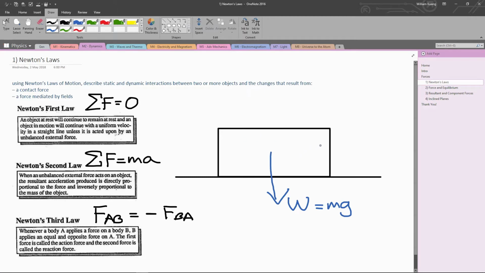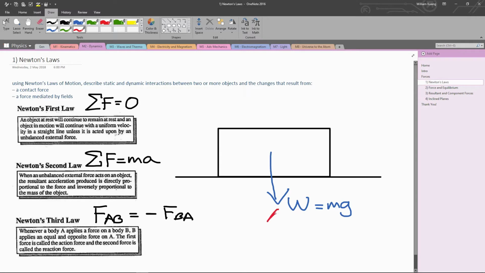Now, according to Newton's second law, if we have a net force that goes down this way, then shouldn't this object start accelerating into the ground? That's true, but there is actually another force that acts on the object, and that is the force of the ground on this block. So if I was to draw that force, it would be acting on the object in the opposite direction. So I'll just use a different color. I'll use red.